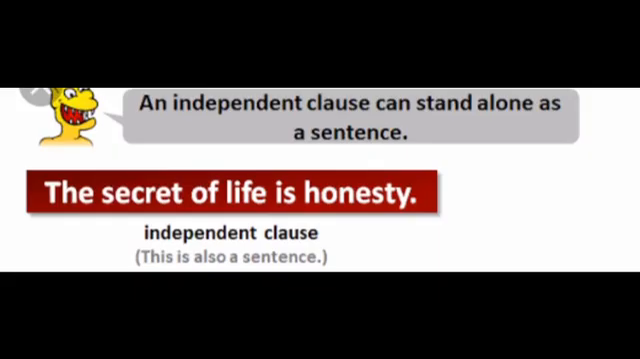We can go through some more examples. The first one, the secret of life is honesty. It is an independent clause because this sentence contains a subject and predicate of its own. The secret of life is the subject, and is honesty is the predicate. The sentence is complete in itself because it stands alone.